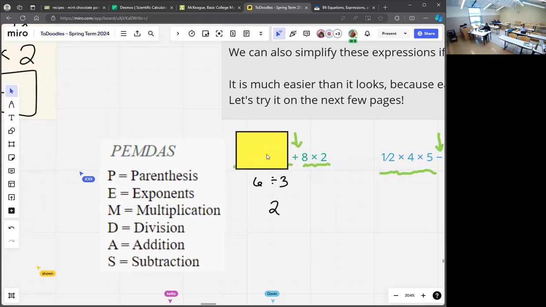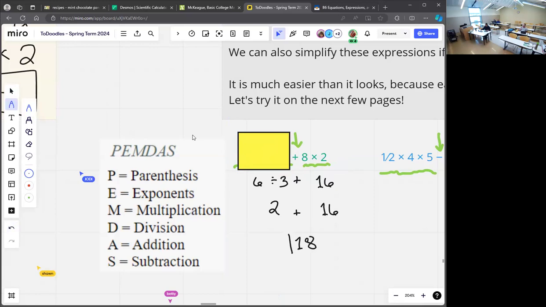Then I'll say now the other term is totally separate from the first one. So there's a plus, I'm just gonna move that plus down the line. 8 times 2 is 16. 16 can say 16, and finally 2 plus 16 is 18. Cool. So these terms kept things totally separate on the left and the right. Whatever happened here didn't care about what happened there, and vice versa.